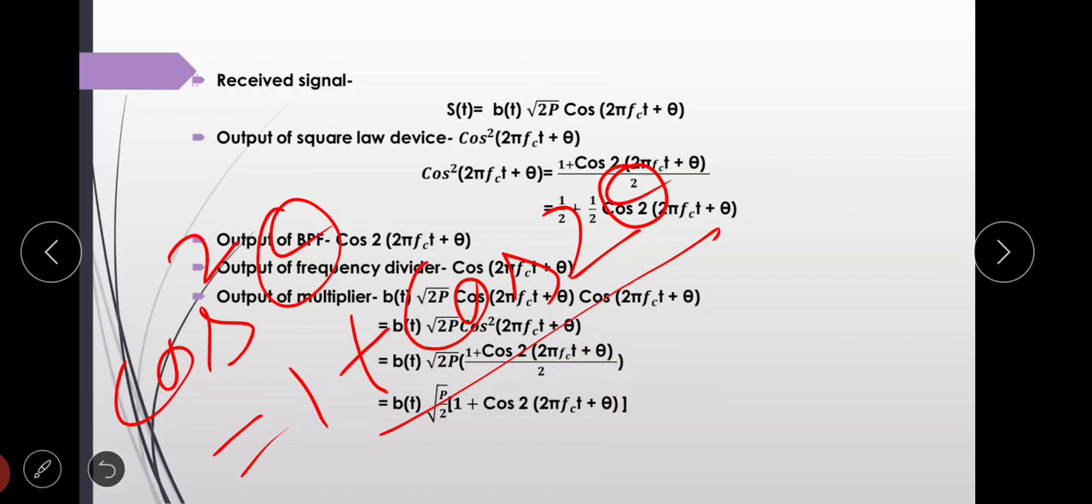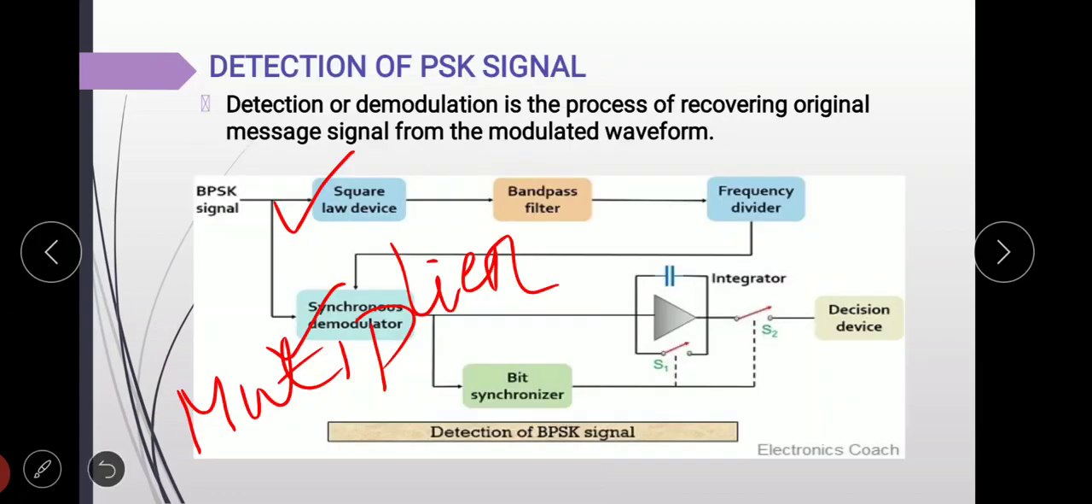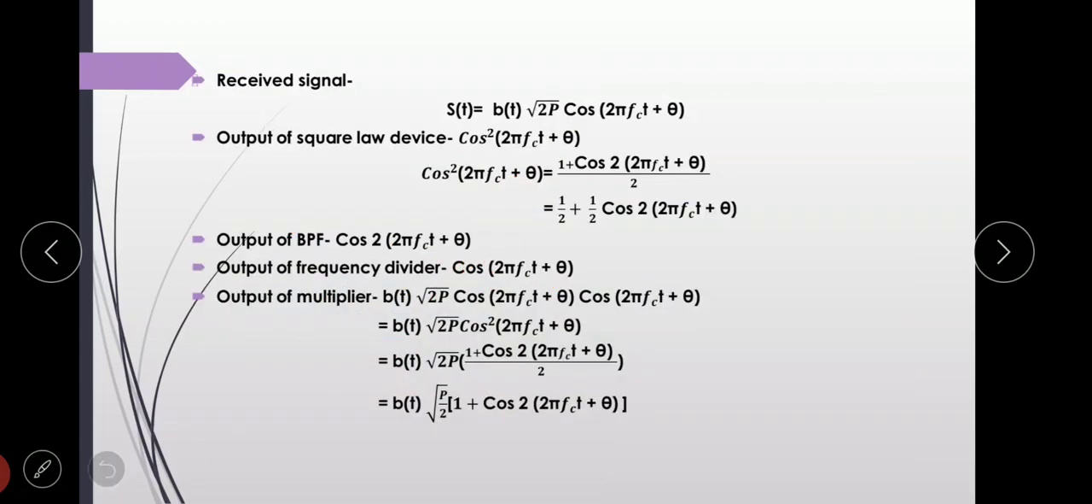So using this formula we write here (1 plus cos 2 (2 pi fct plus theta)) divided by 2. When we simplify this, that is 1 by 2 plus 1 by 2 cos 2 into (2 pi fct plus theta). Then this signal is given to the input of the band pass filter. In this signal, this 1 by 2 is the constant value, so we can say this is a DC level.